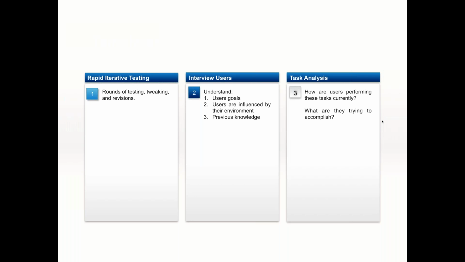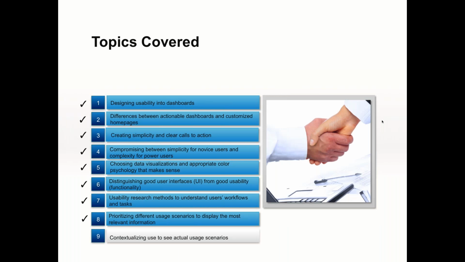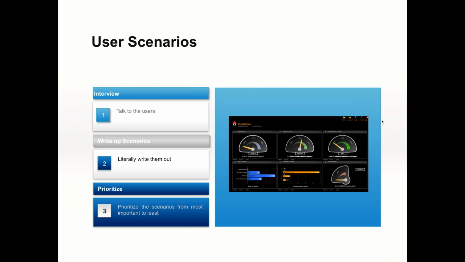And then we do task analysis. So how are users performing these tasks currently? How are they getting this data? What are they trying to accomplish by getting this data? So now we want to look at user scenarios. So we interview the users. We talk to the users, the different user types. We then write up scenarios. We literally write them out. So we say, okay, John Joe will be using this dashboard for X, Y, and Z.